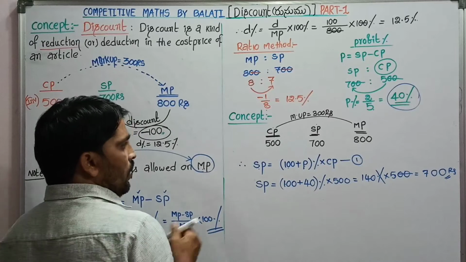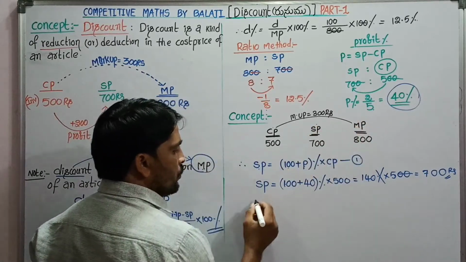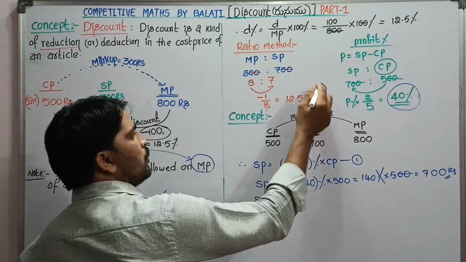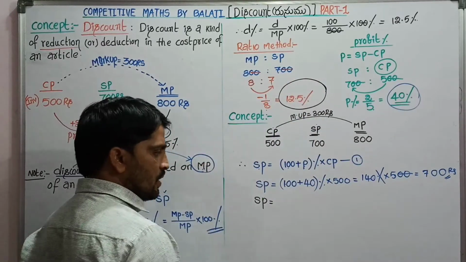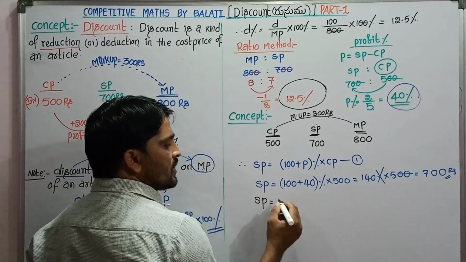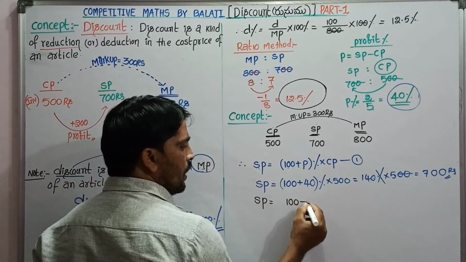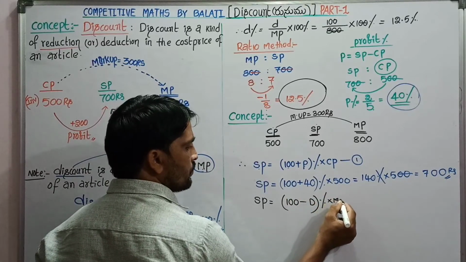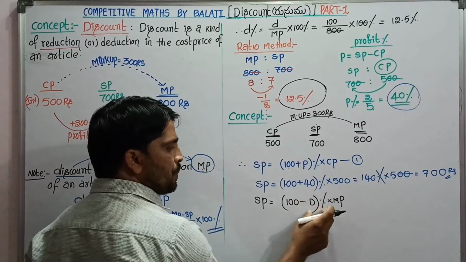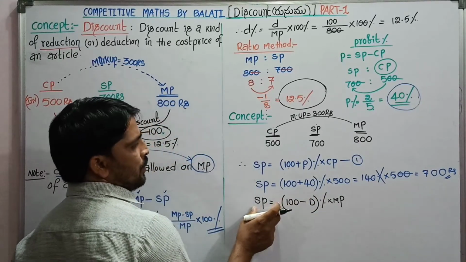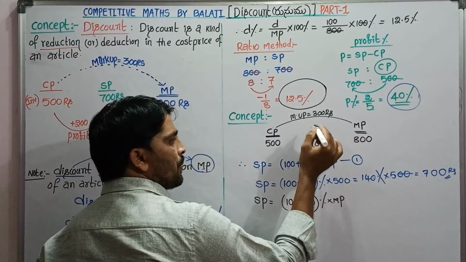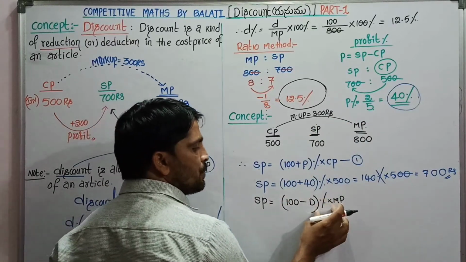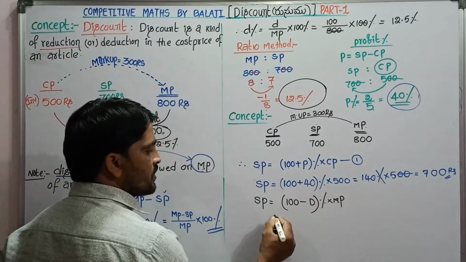Similarly, compare the SP with respect to market price. Since we allowed 12.5% discount, selling price is 100 minus D percent of market price. When we compare selling price with respect to market price, selling price is equal to 100 minus D percent of market price. Let us see an example.